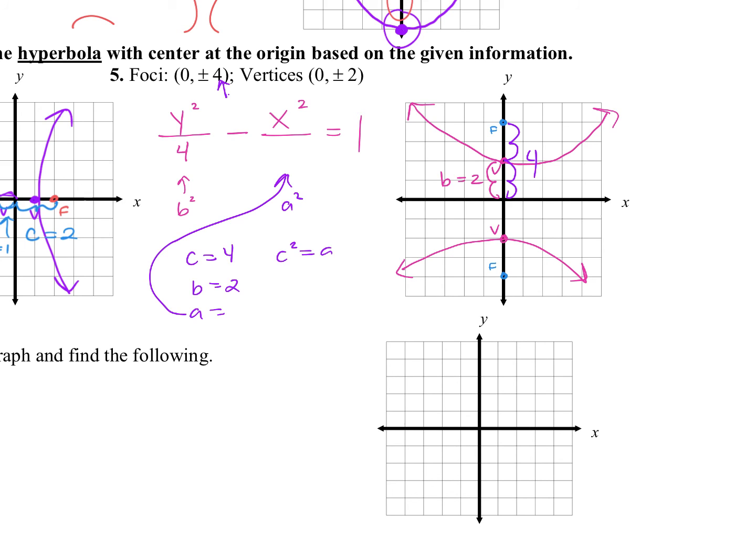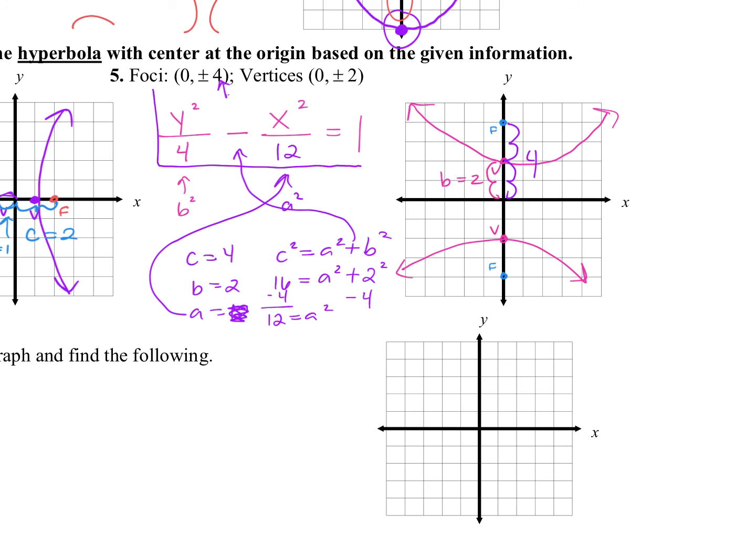C squared equals a squared plus b squared. Remember, this is addition because this is subtraction. It's always the opposite. So we get 4 squared, so 16, equals a squared, which is what we're solving for, plus b squared, which would be 2 squared. So take away that 4, and we get 12 for our a squared. A squared is 12. That's what's going to go right here. So it's y squared over 4 minus x squared over 12 equals 1.